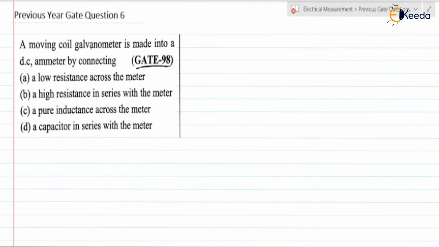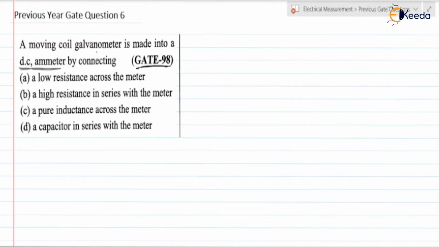A moving coil galvanometer is made into a DC ammeter. So we are interested in converting the basic meter into an ammeter by connecting a low resistance across the meter, a high resistance in series with the meter, a pure inductance across the meter, or a capacitor in series with the meter. If you recall the extension of range of an ammeter, generally we connect a shunt resistance, which has a very low value.